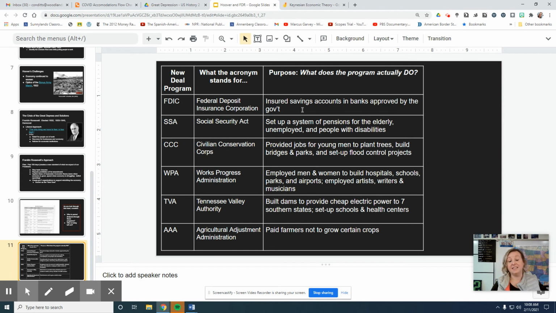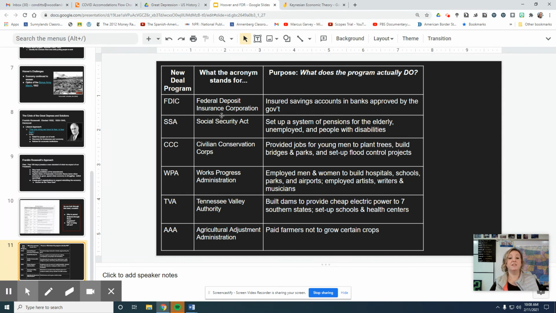Well, the FDIC insures savings accounts in banks that are approved by the US government. Most of you, if you keep your money at a bank, your banks are probably FDIC. If you go to a credit union like I do, then your accounts are not insured by the FDIC, but they're insured by another organization that's run through the federal government. Again, these are programs that are meant to alleviate some of the challenges that caused the Depression to occur.